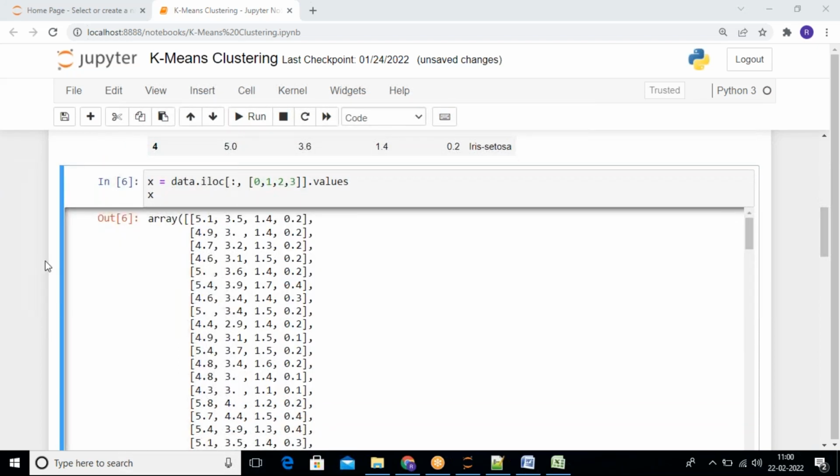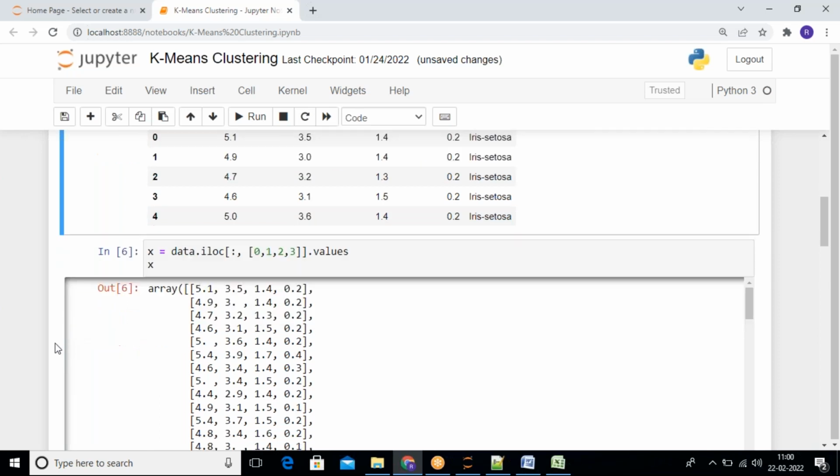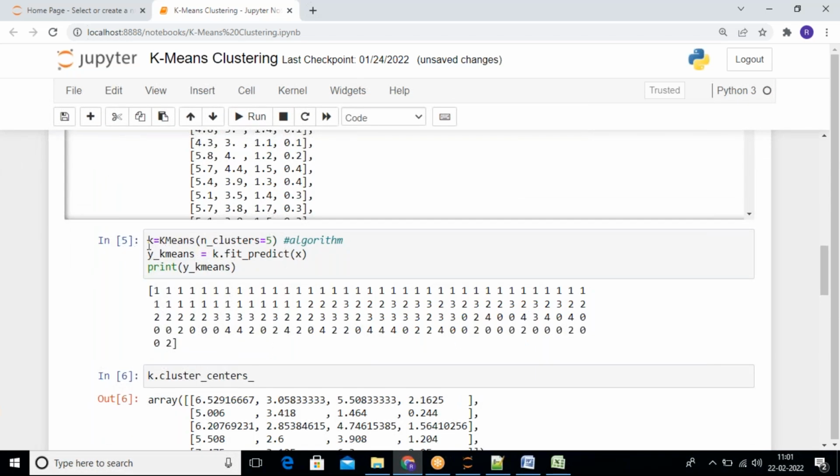So I have dropped the species column. Now my data is totally unsupervised. See, there is no target column. Only unsupervised data I'm taking. Now I created the model over here.